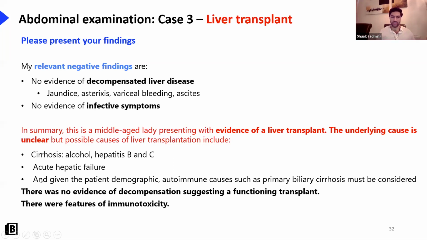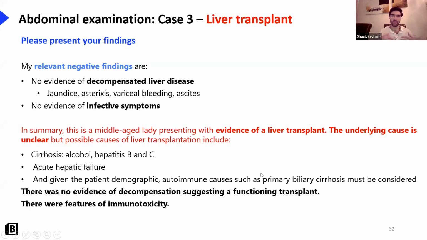And you can just list a few of the common causes and then say, well, actually, this is a middle-aged female, so I'd also like to consider autoimmune causes. You should also say there's no evidence of decompensation, okay? There's no evidence of decompensation. That's really important because that means that the transplant is functioning well.